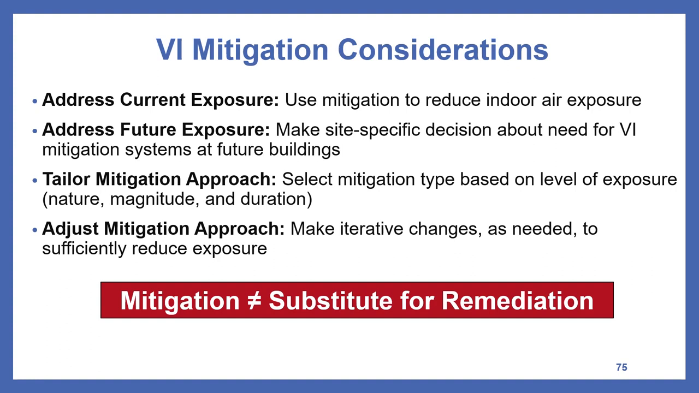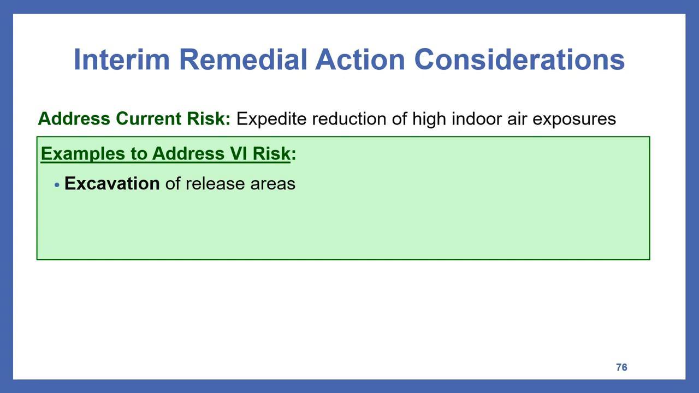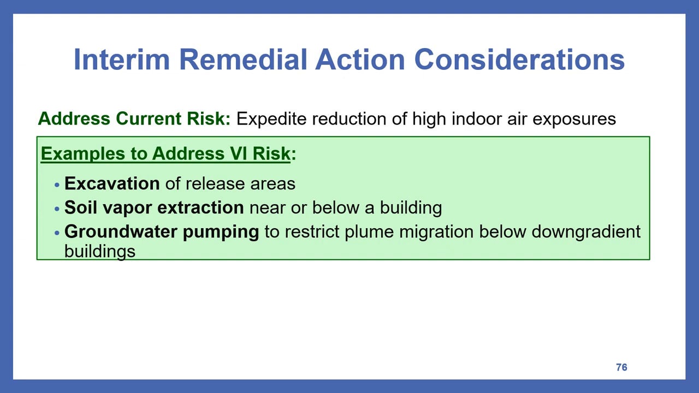Okay, here are the interim remedial action considerations. So we can use interim remedial action to address current risk and expedite the reduction of high indoor air exposures. And so some examples of how we can do this to address VI risk: we could do some excavation of a release area to reduce contamination. We could also do soil vapor extraction near or below a building. We could also use groundwater pumping to restrict the plume migration below down gradient buildings.